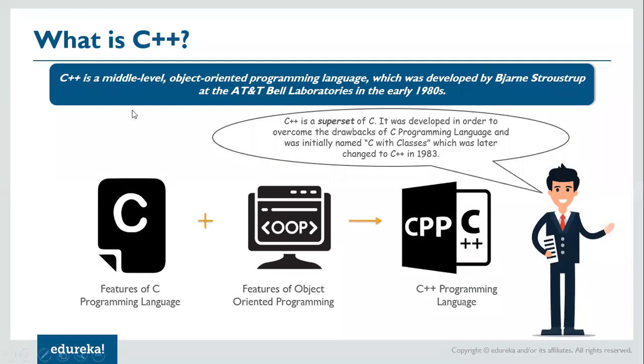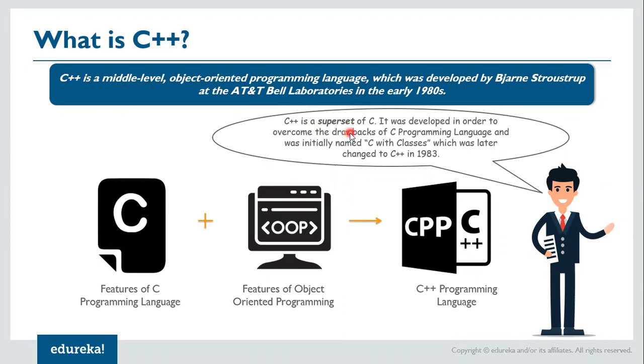So as you can see in this slide in front of you, C++ is a middle level object-oriented programming language which was developed by Bjarne Stroustrup at AT&T Bell Labs in the early 1980s. Now, what is meant by middle level, we will look at in some time. Please bear with me for some time. So C++ is a superset of C.